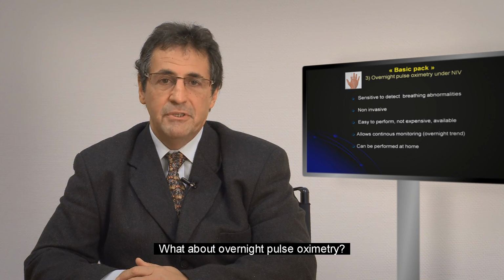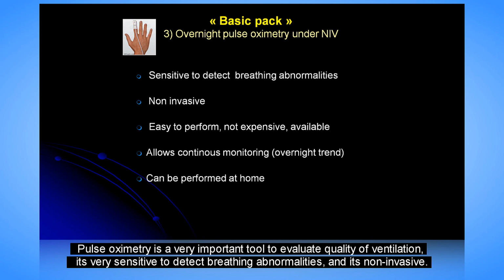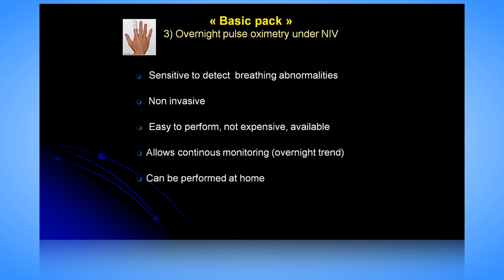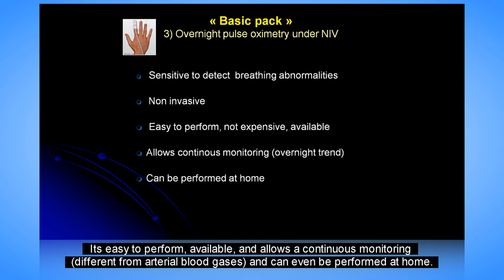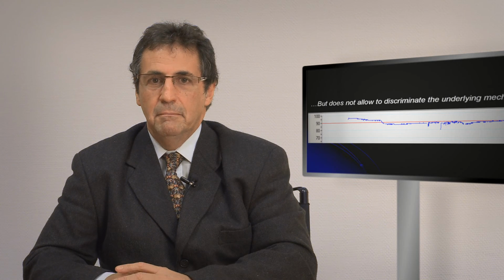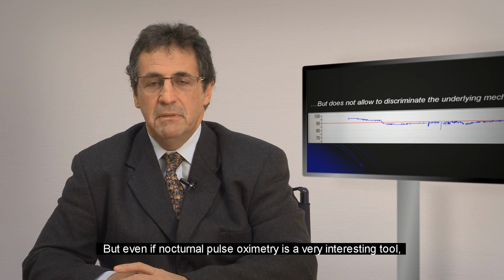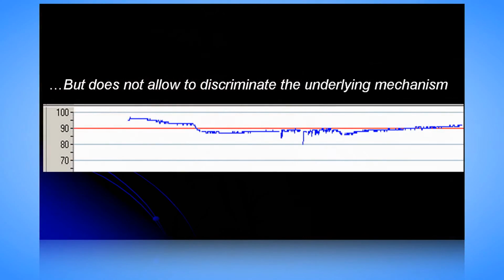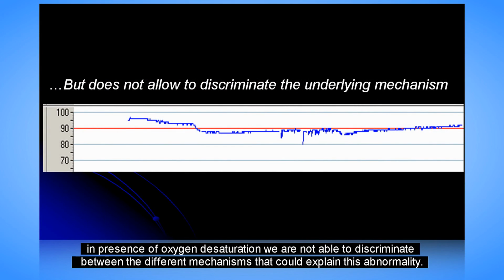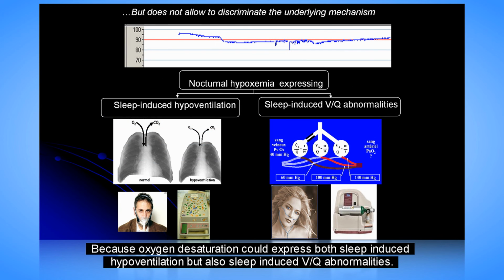What about overnight pulse oximetry? Pulse oximetry is a very important tool to evaluate quality of ventilation. It's very sensitive to detect breathing abnormalities, is non-invasive, is easy to perform and available, allows continuous monitoring differently from arterial blood gases, and can even be performed at home. But even if nocturnal pulse oximetry is a very interesting tool, in the presence of oxygen desaturation, we are not able to discriminate between different mechanisms that could explain this abnormality. Because oxygen desaturation could express both sleep-induced hypoventilation, but also sleep-induced V/Q abnormalities.